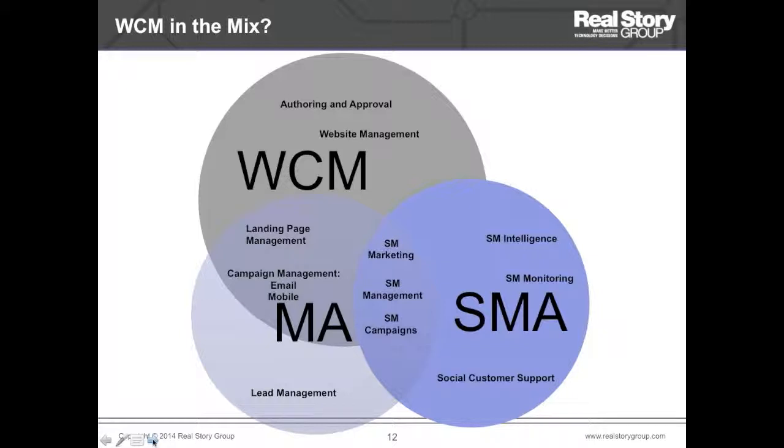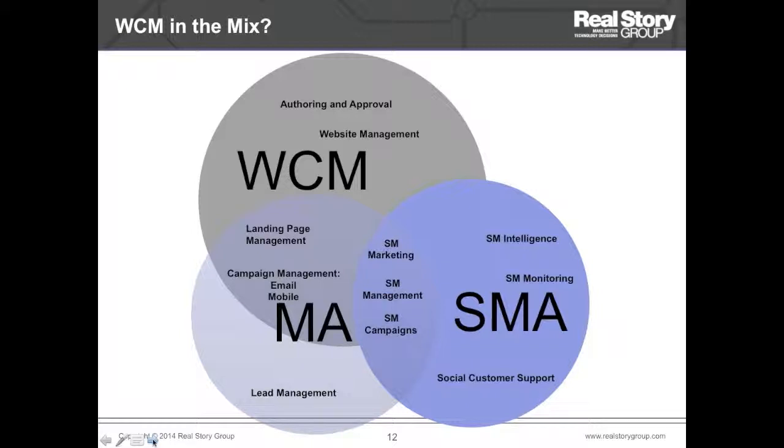Okay, so you could decide, I'm going to manage my landing pages on my web content management system, or you could say, no, I'm going to have this landing page specifically managed by my marketing automation tool. And that's where you have to figure out the balance, and you have to say, okay, this is the tool that's going to do this, this is the other tool that's going to do that, and then pick what's most appropriate for what you're functionally looking for.